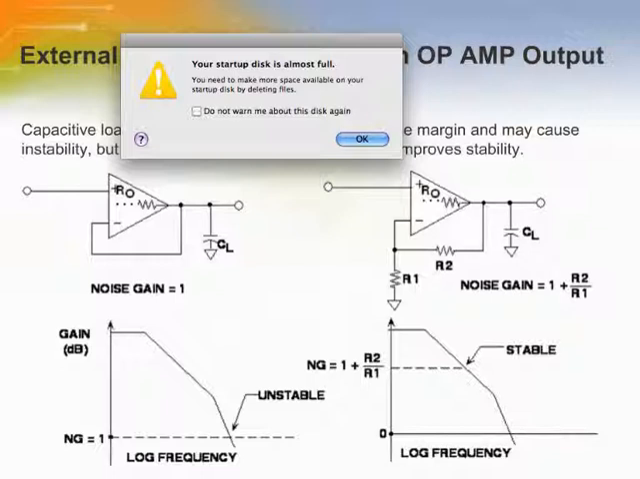One method to restore stability is to increase the noise gain as shown in the right-hand diagram. Here, the intersection of the noise gain with the open loop gain occurs where the slope is minus 6 dB per octave, a region of stability. An obvious penalty of the increase in noise gain is a proportional reduction in closed-loop bandwidth as well as increased sensitivity to input offset voltage and noise voltage.